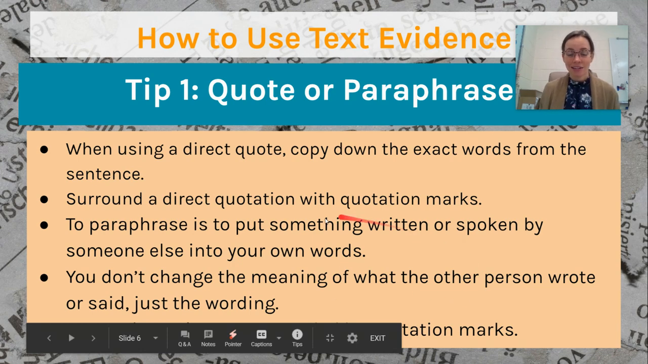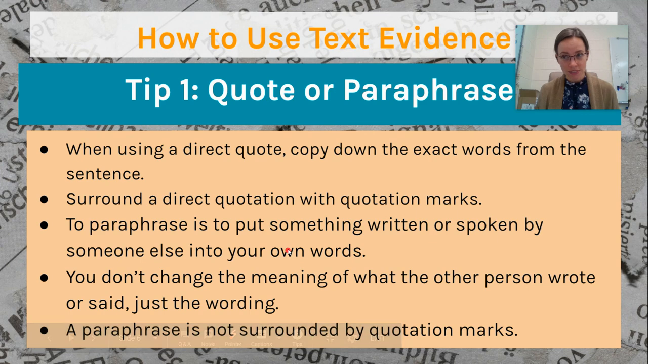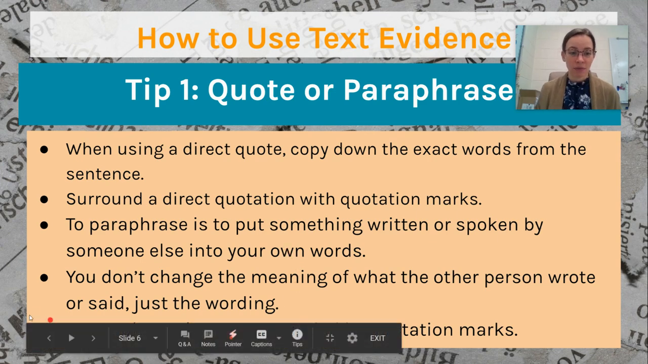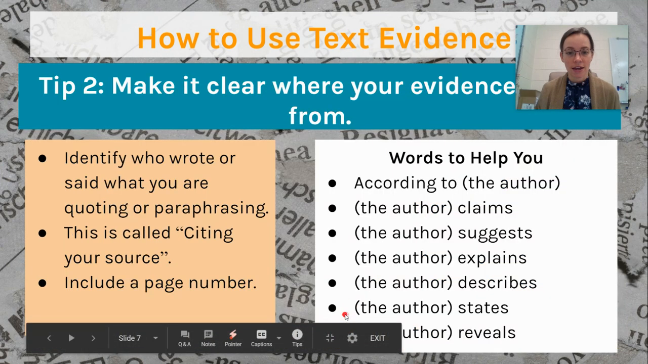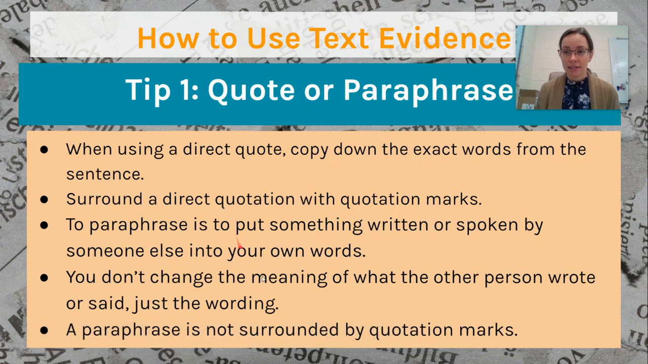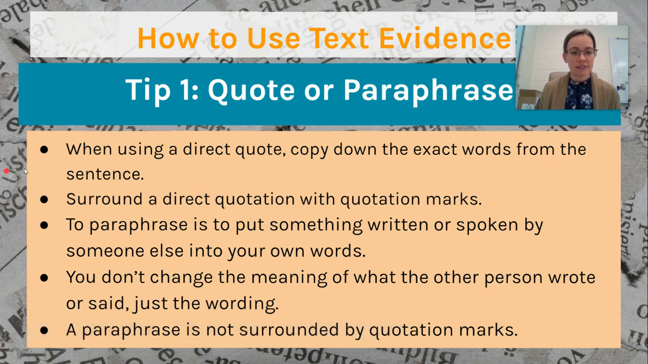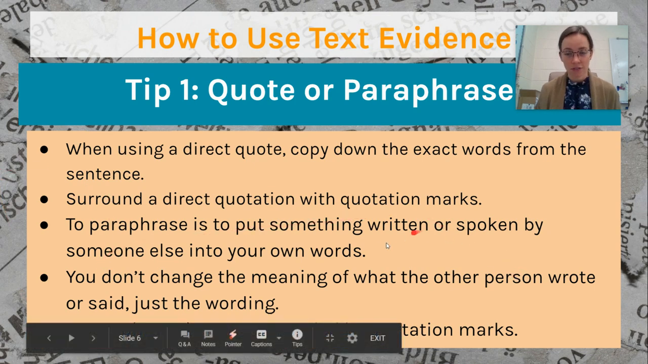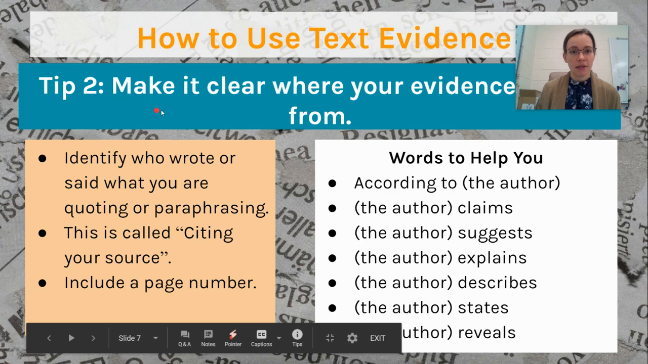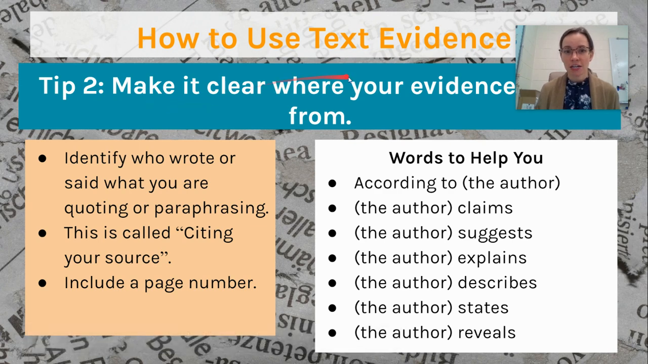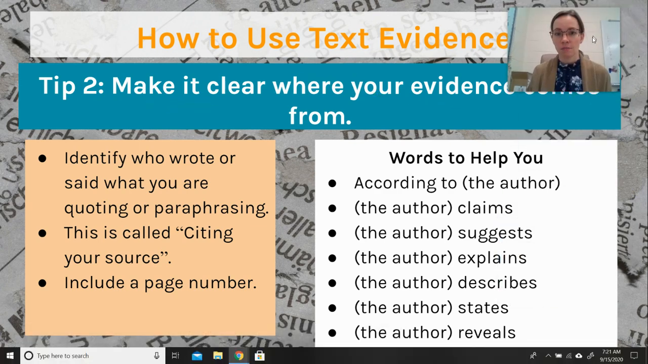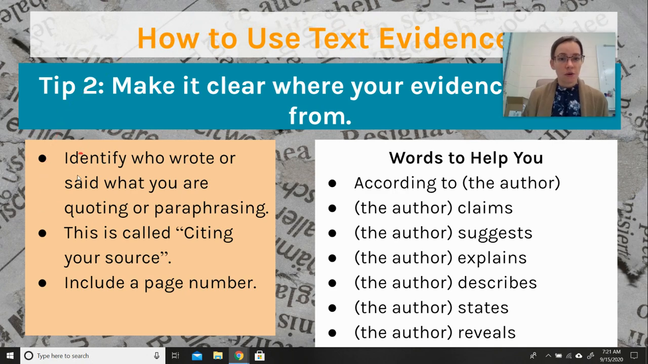You can't take someone's words and twist them. You can't make implications or suggestions that are not there. But what you can do is simply create a summary and put it in your own words. And then the last element is that a paraphrase has no quotation marks because you are not directly quoting someone else's words. The second tip is that in your writing, you should make it very clear where your evidence comes from. So here's how to do that.